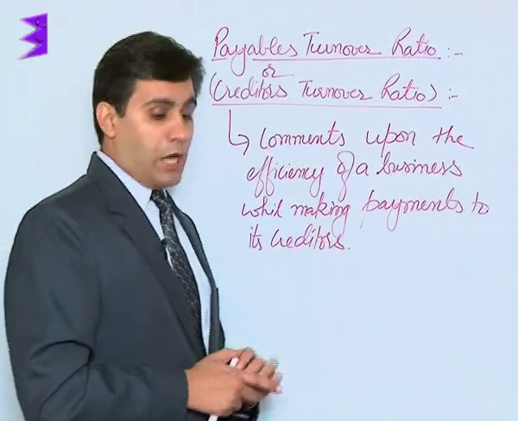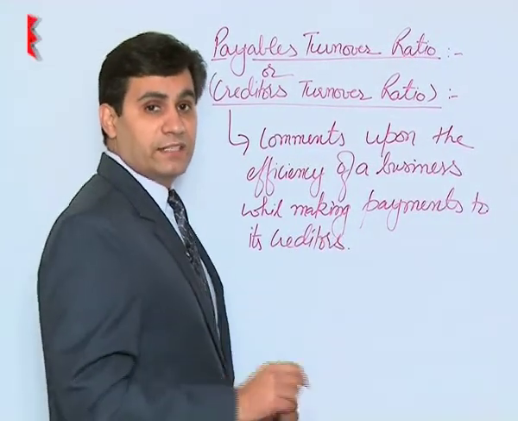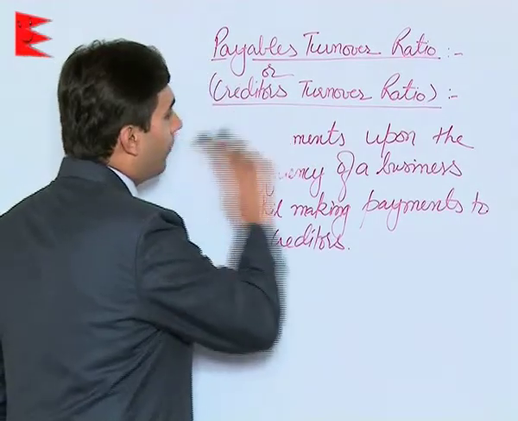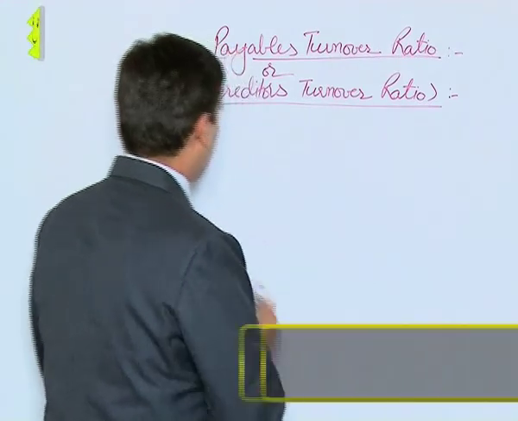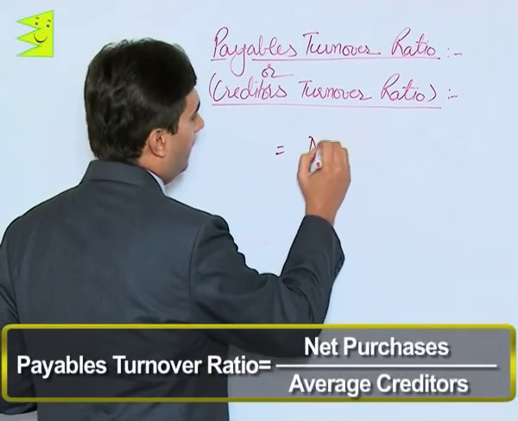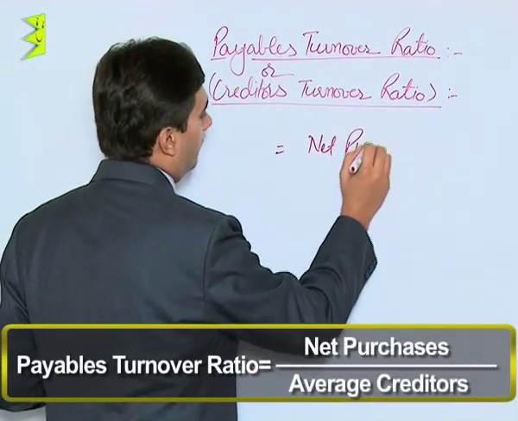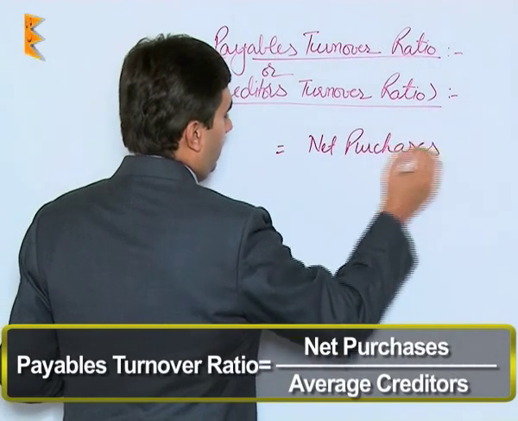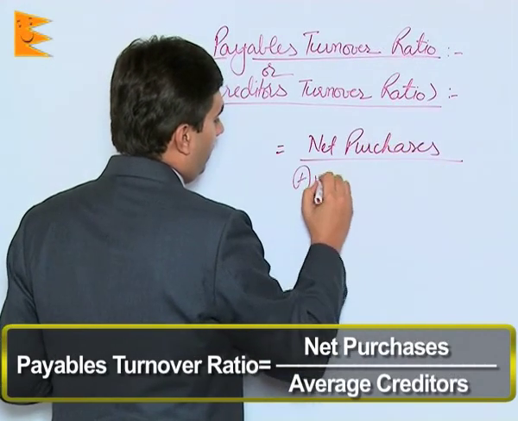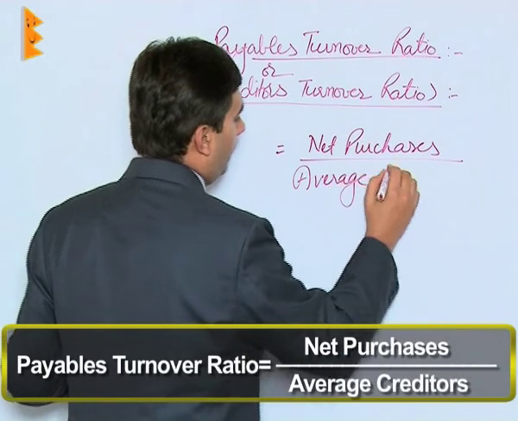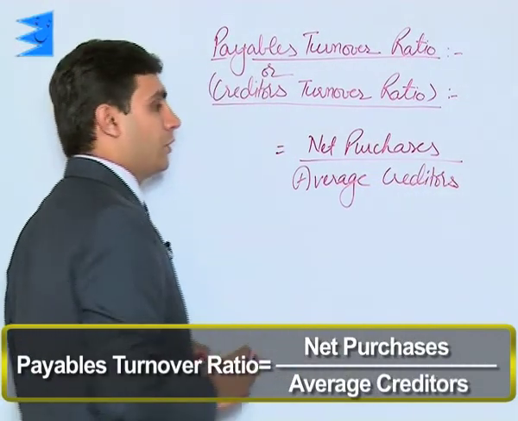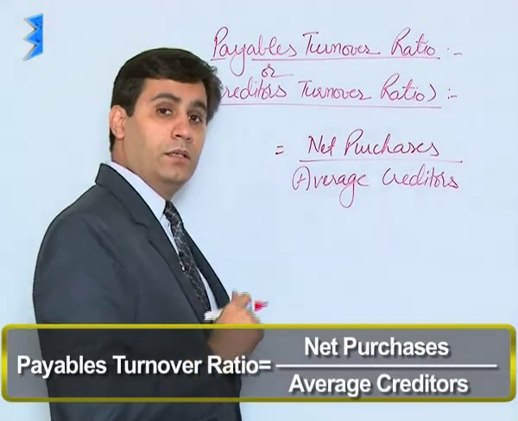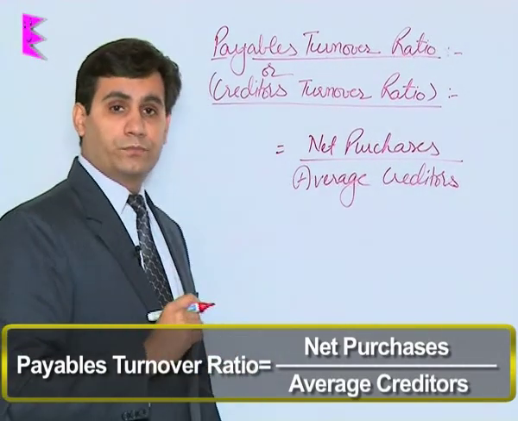Now students, how is this ratio calculated? Let us come to the formula. The formula for calculating creditors turnover ratio is net purchases upon average creditors. Now students, this is the formula for calculating creditors turnover ratio.